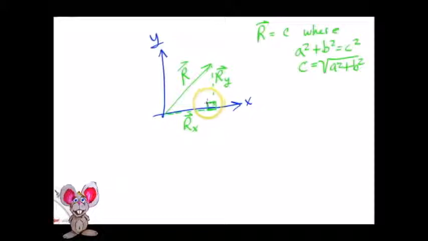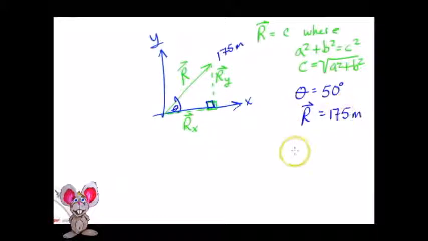So we're dealing with a 90-degree triangle, right? So the Pythagorean theorem is definitely in play here. We know the relationship between this x-axis and the resultant vector is angle theta, and we know that theta is equal to 50 degrees. We know the magnitude right here is 175 meters. So r is equal to 175 meters, right? So that vector has a magnitude of 175 meters, and it's at a direction 50 degrees in relationship to x. So what we want to figure out is the magnitude of the component vectors.